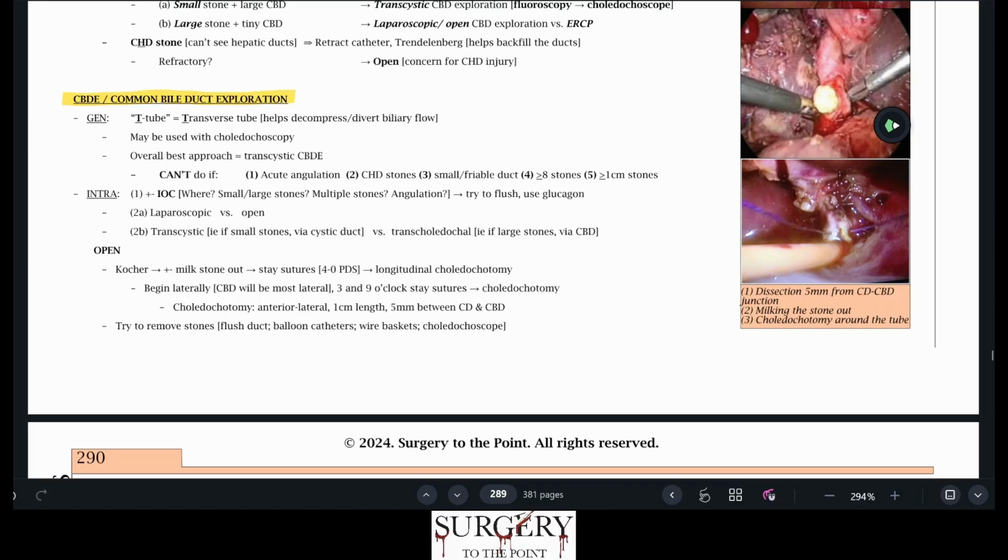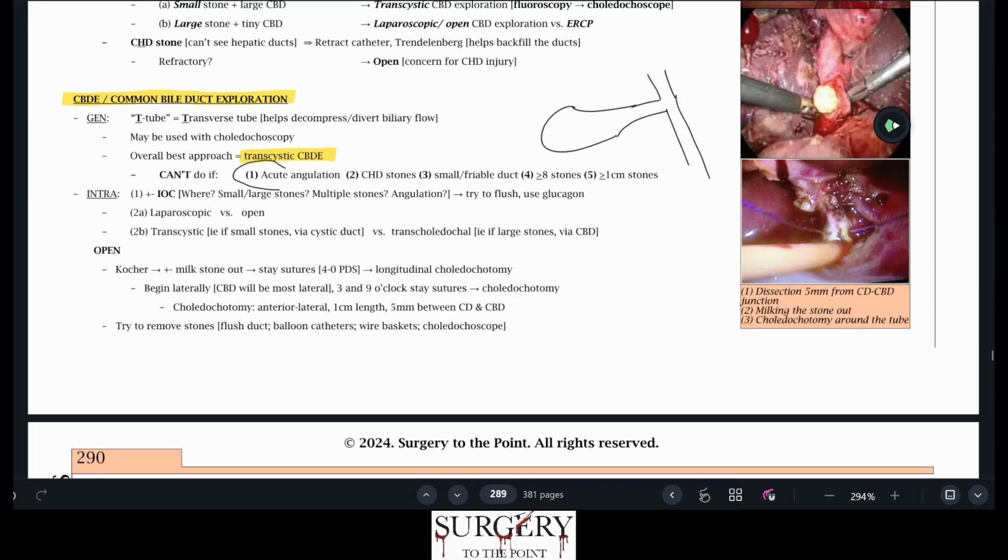So I want to spend just a little bit of time going over common bile duct explorations. Now, the best approach would be a transcystic common bile duct exploration. This can be done either minimally invasive, such as robotic or laparoscopic, or open. However, there are certain criteria that will not allow you to do a transcystic common bile duct exploration. What are those reasons?